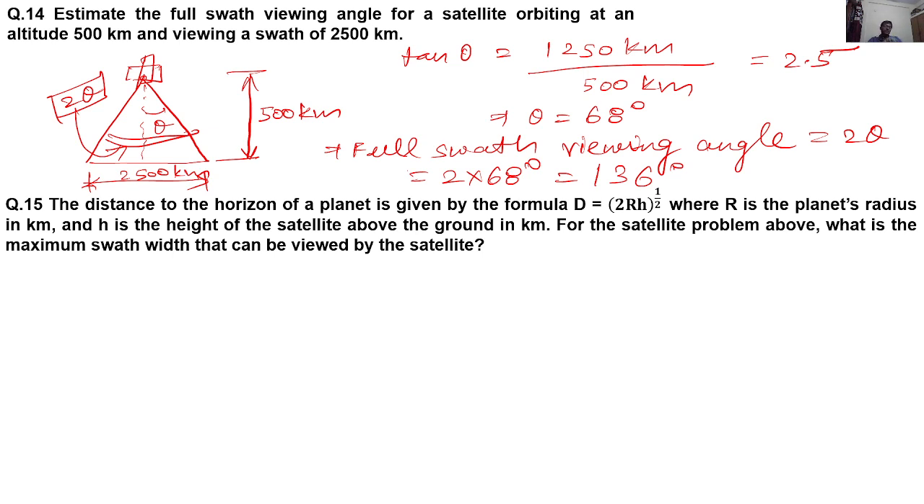The next question is the distance to the horizon of a planet, given by the formula d is equal to square root of 2RH, where R is the planet's radius in kilometers and H is the height of the satellite above the ground in kilometers. For the satellite problem above, what is the maximum swath width that can be viewed by the satellite?